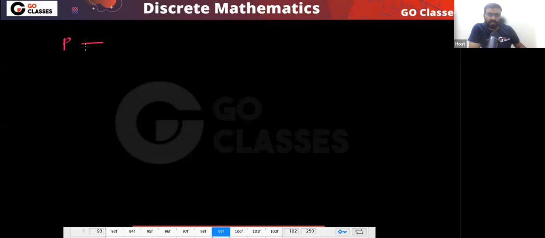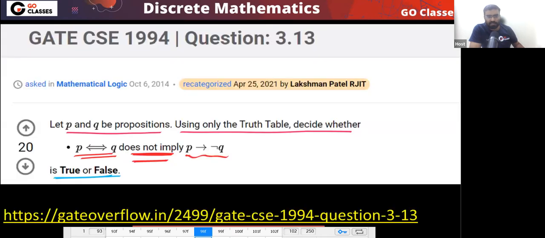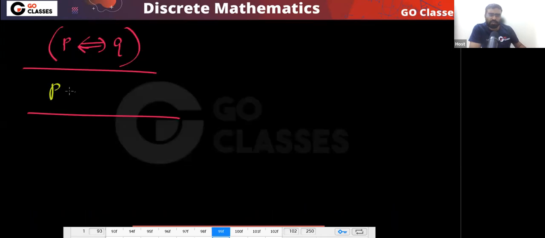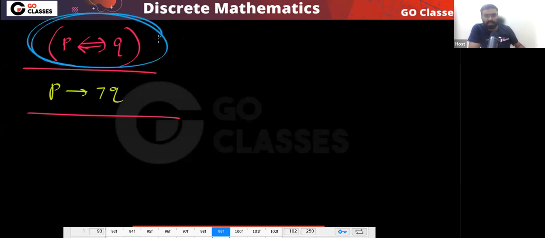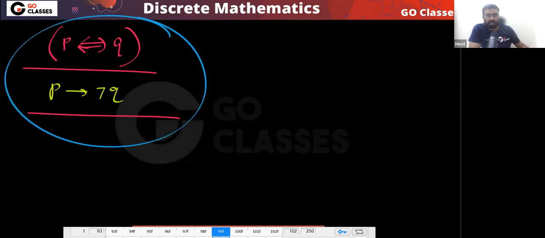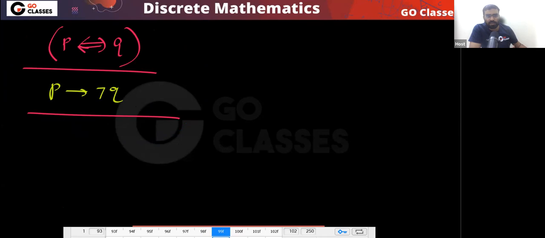Tell me, does this imply P implies negation Q? Is this valid? Tell me, are you getting my point? I am asking, does this imply this? Is it valid? Let's check whether this is valid or not.